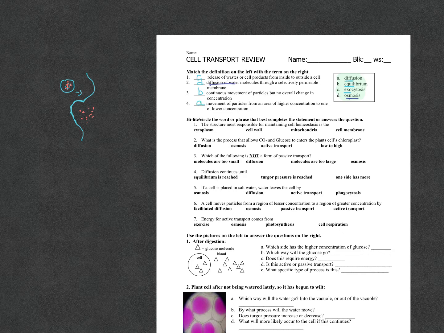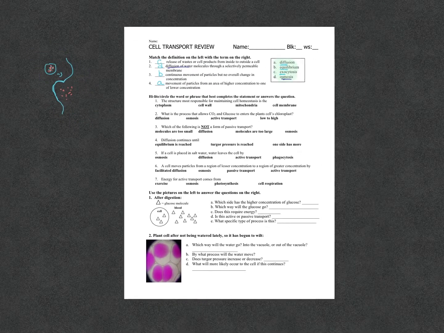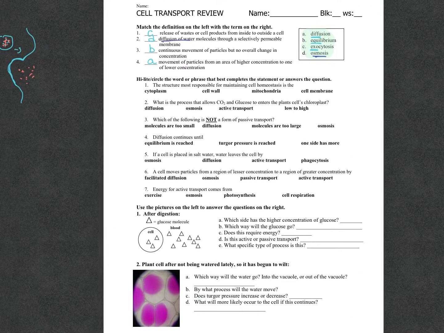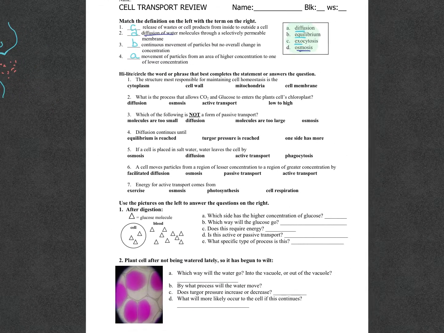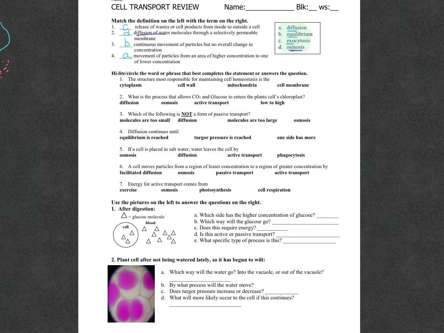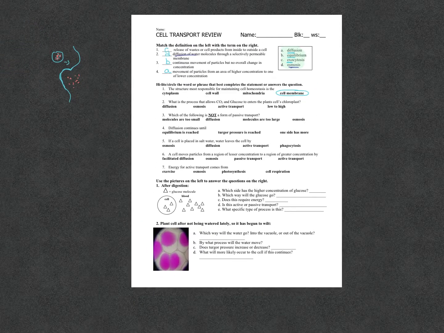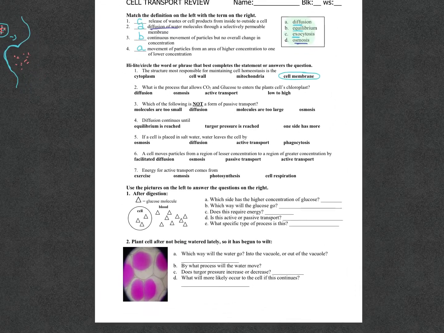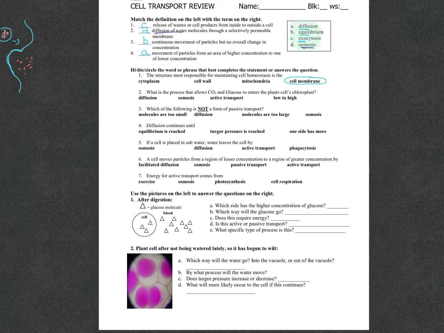So these are all definitions that we've been working on for a very long time. If you haven't gotten it, you should have come to tutoring. If not, well, I don't know what to say. You should have gotten those. This should be pretty simple. The structure most responsible for maintaining cell homeostasis is the cell membrane, right? So we've been talking about how membranes create compartments, and they help to regulate what goes in and out of the cell. So that's the idea of homeostasis.